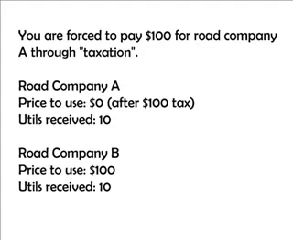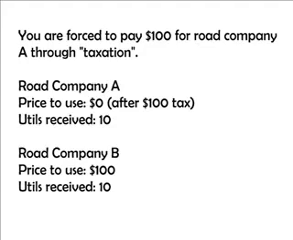And in using roads from Road Company A, you receive 10 utils. What's a util? It's just something we made up to describe how much benefit you gain from using that road. Road Company B, the price to use is $100, and the utils received is the same. You receive 10 utils for $100 on Road Company B's road.